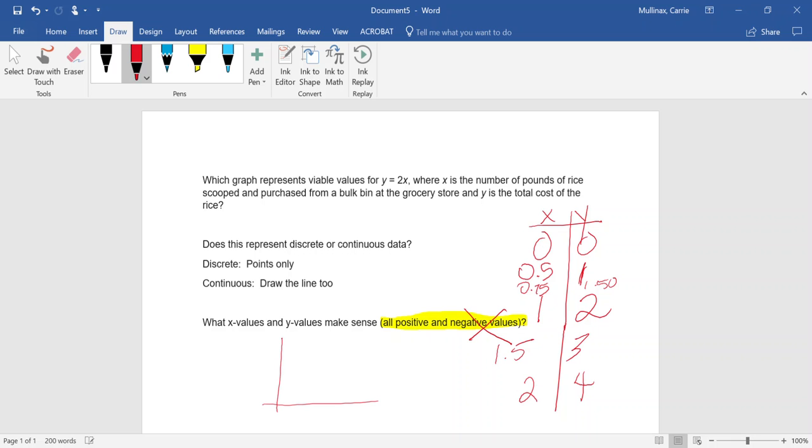So if I was going to make a graph of this, I would start at 0, 0, showing that I would not have negative numbers, but then I would connect the points so that I can see that everything in between 0 pounds and 1 pound is still a quantity that makes sense with this situation. So for this problem, it is continuous. So I would draw the line. It's continuous because I can continue between the whole numbers, and those numbers make sense with the situation.